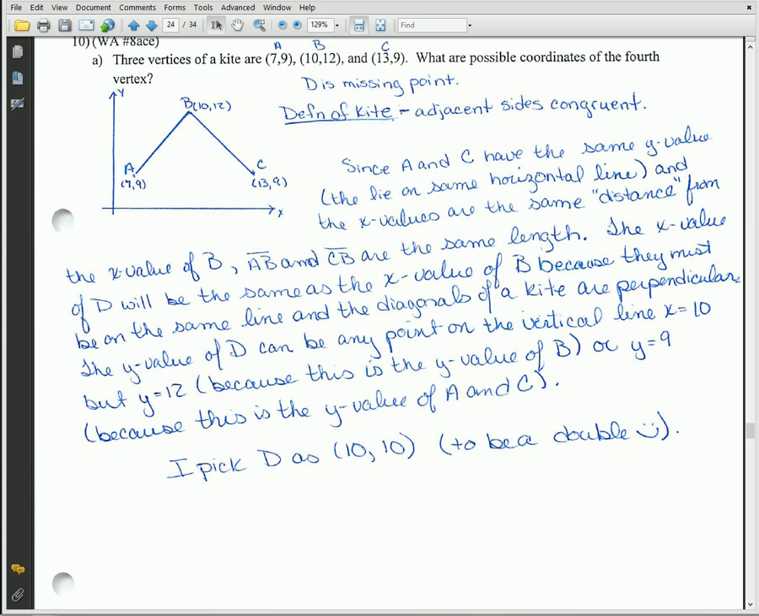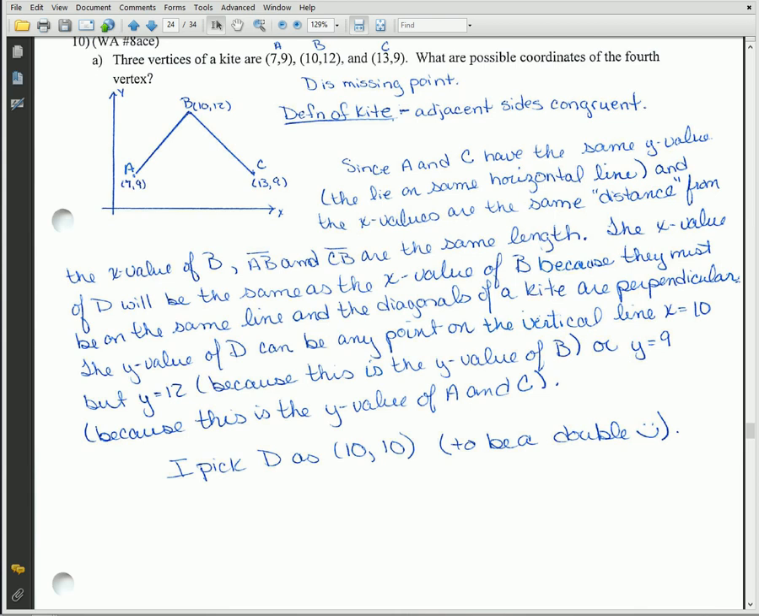Since A and C have the same Y value, they lie on the same horizontal line, and the X values are the same distance from each other. B is at 10, A is at 7, so there's a three-unit X distance, and the same for C, it's 3 units from B. So the point D has to be on the vertical line that goes through B. That would be on the line X equals 10.